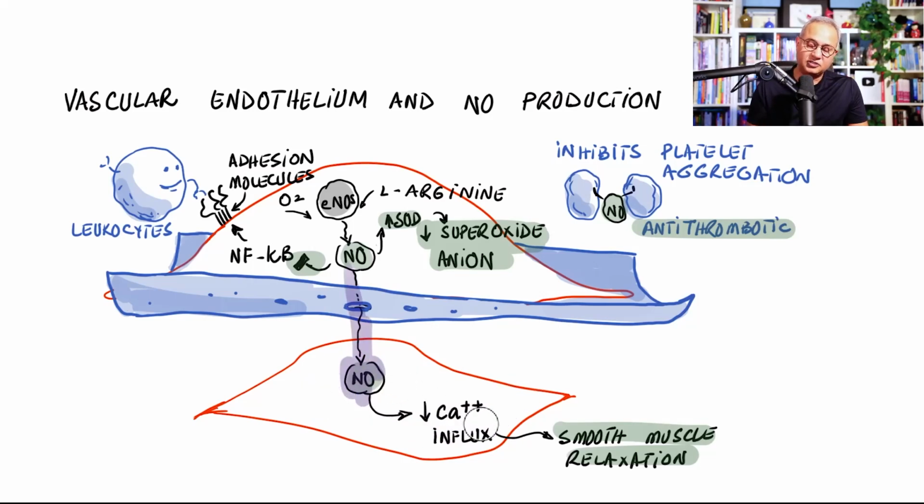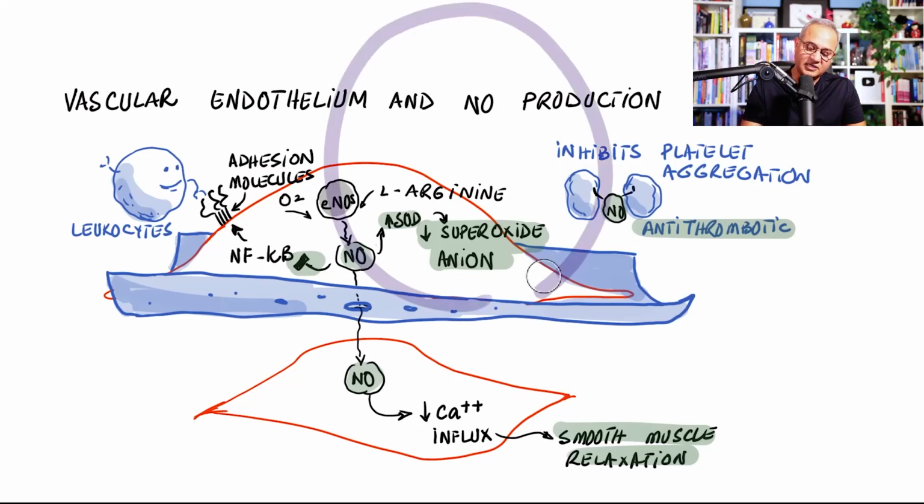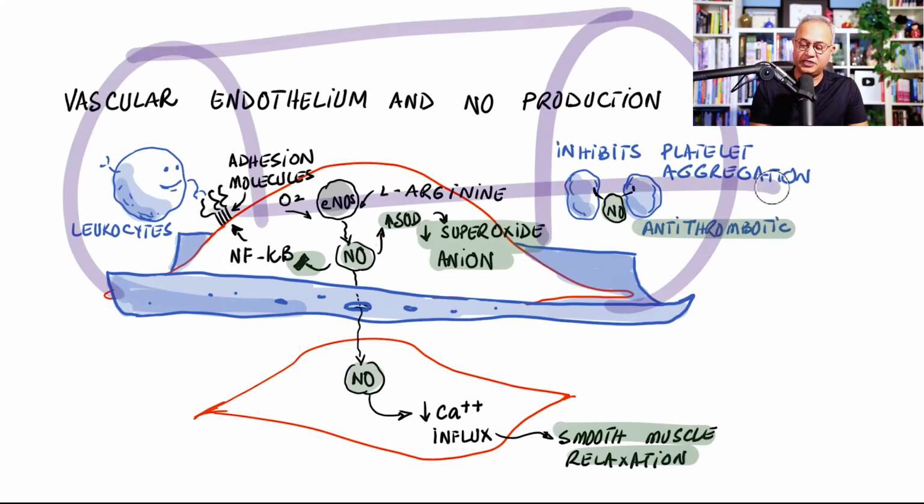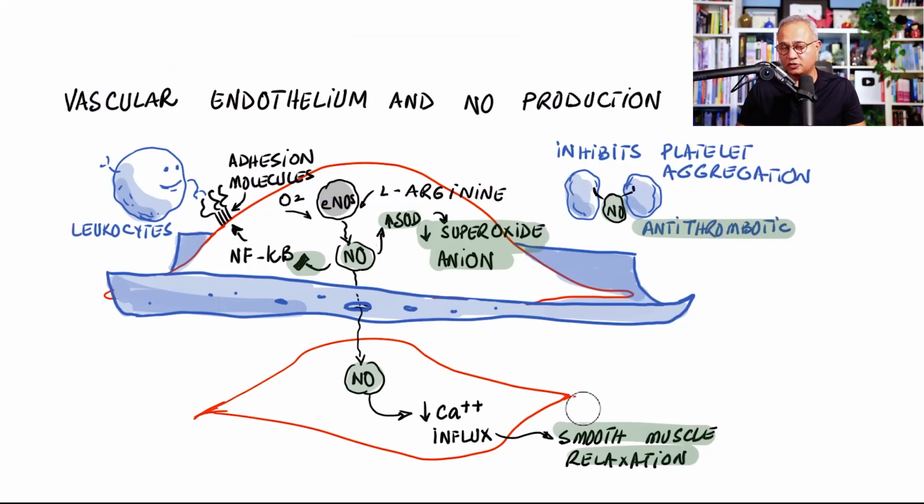Nitric oxide's function is to reduce calcium influx. So it goes and suppresses those enzymes that lead to calcium influx. When there is less calcium coming into the smooth muscle, that would cause less contraction, or rather dilatation or relaxation of the smooth muscle. That would cause the blood vessel diameter to increase and blood flow to increase. So that is a very important function.